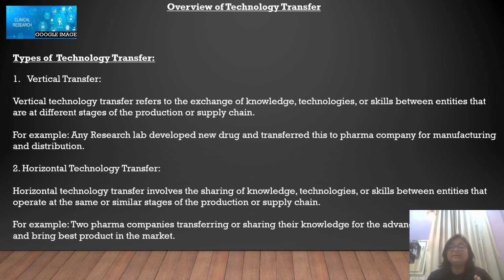This is the vertical. Here the research lab is at a different stage and the industry is at a different stage. They are both not at the same stage. So this is the vertical transfer.